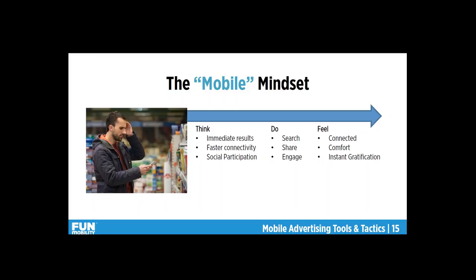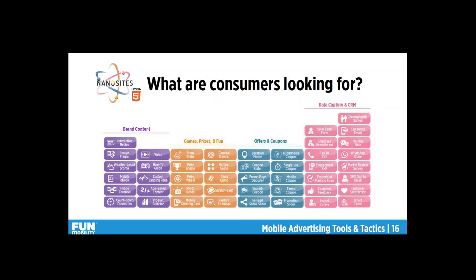They are in short, goal-oriented bursts of activity. They are accomplishing a goal. More often than not, when someone's on their phone, they're accomplishing a specific goal. They're not browsing. And so they need immediate results, faster connectivity, something that's social. What are they doing? They're searching, they're sharing, they're engaging. They want to be entertained. They want to be connected, comforted. Instant gratification, big thing, instant gratification. So if you're offering some kind of incentive, you want them to instantly get some kind of gratification around that incentive. It needs to be really fast, low friction.